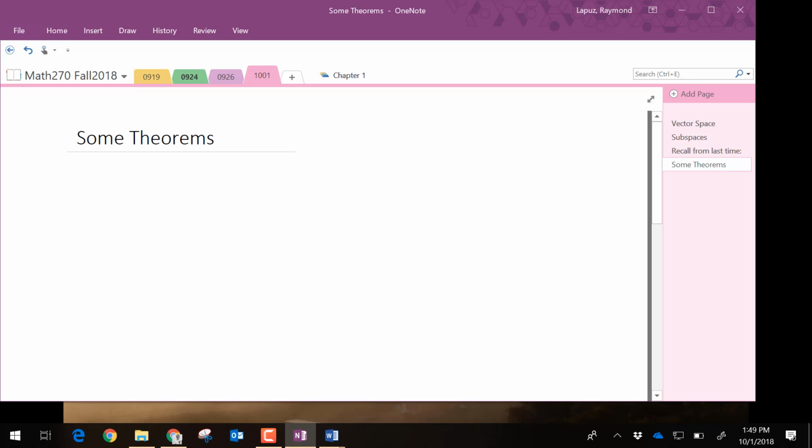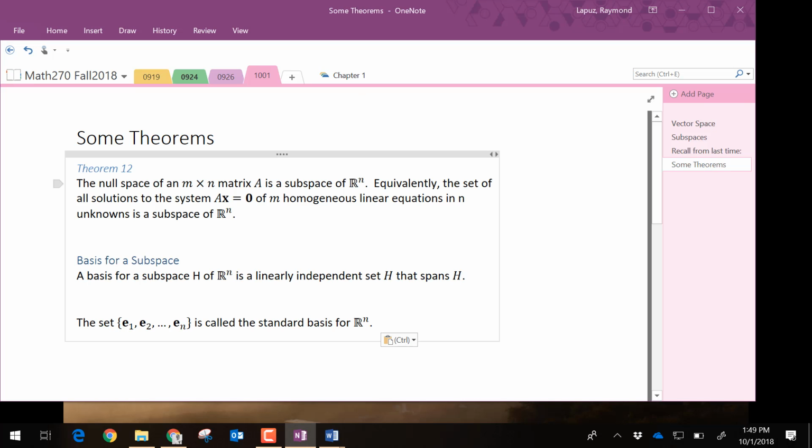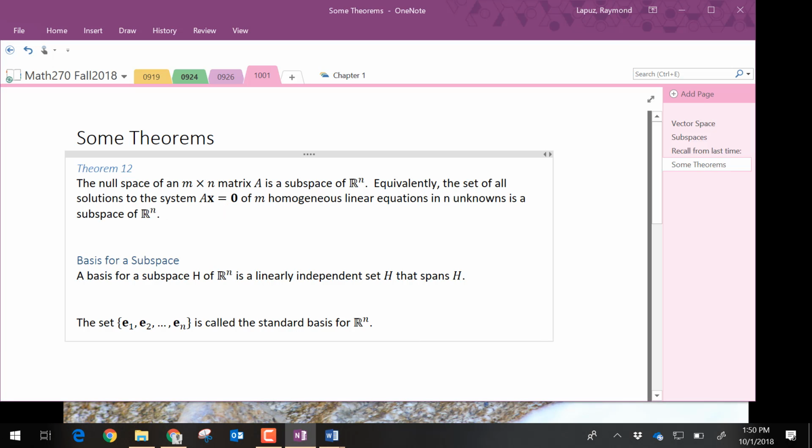So here are some theorems and some other pieces of information. The null space of an M by N matrix is a subspace of Rn. Equivalently, the set of all solutions of M homogeneous linear equations in N unknowns, so N is the number of unknowns, is known as a subspace. So this is saying that the null space is a subspace of Rn.